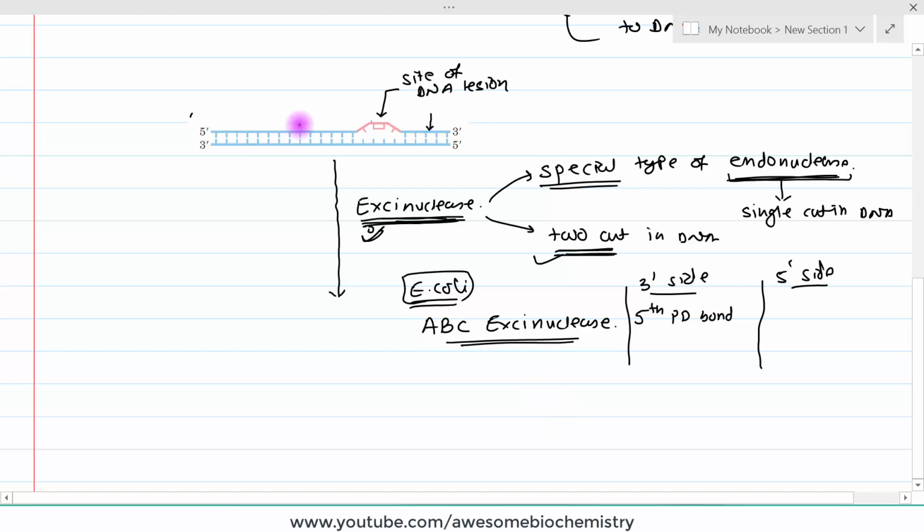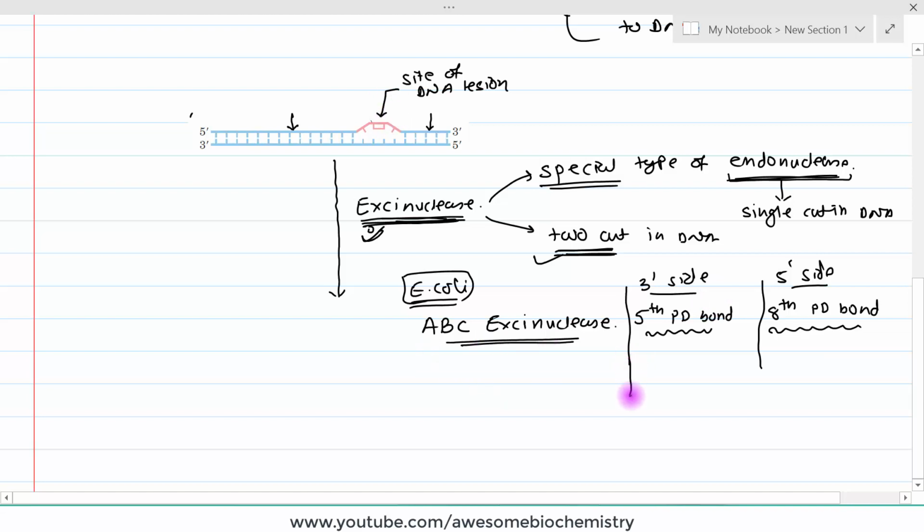On the 5' side, it puts a cut on the 8th phosphodiester bond. So this is the lesion. So 1, 2, 3, 4, 5, 6, 7 and 8. So this is the 8th phosphodiester bond on the 5' side. So the second cut is kept over here. So in its endonuclease activity, it is very, very specific. The number of bonds from the site of DNA lesion is specific.